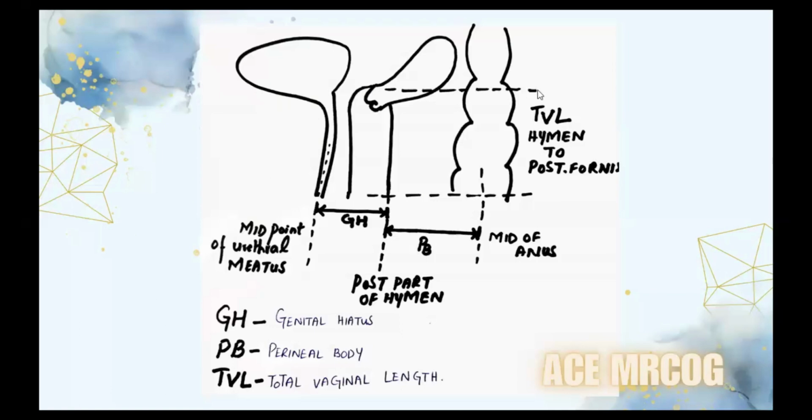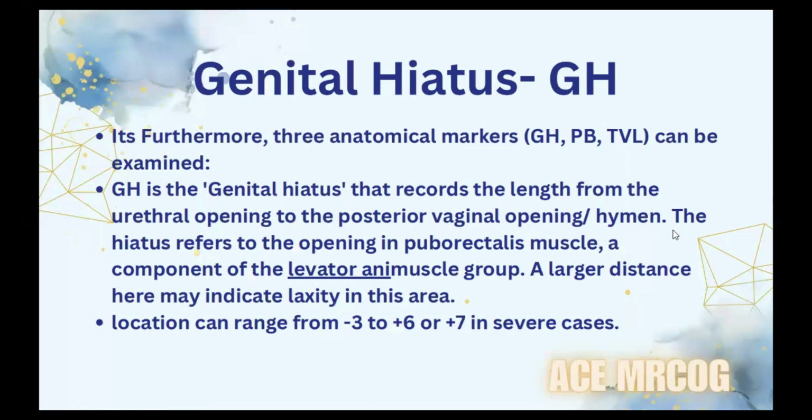Apart from that, we have another thing called total vaginal length. This starts from the hymen to the posterior fornix. Every one of you can understand by the term itself that the total vaginal length means the total length of the vagina, which is from the hymen to the posterior fornix. Is everyone clear about the genital hiatus, perineal body, and total vaginal length? Or should I explain it more? Okay, by the silence, I am assuming that everyone has got that.